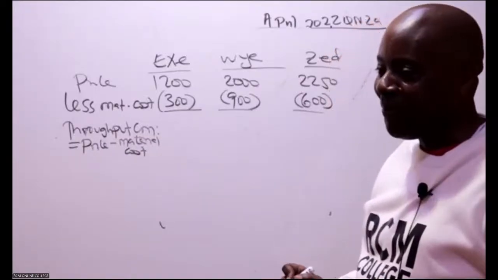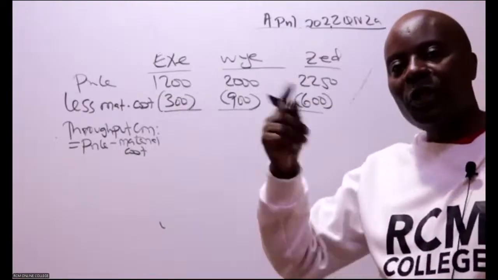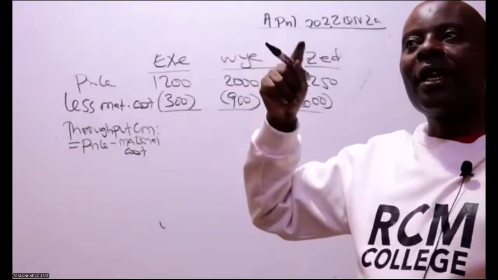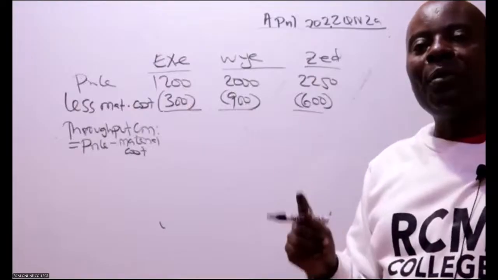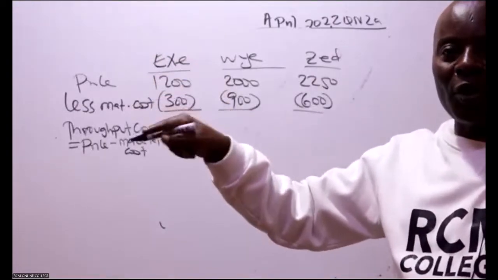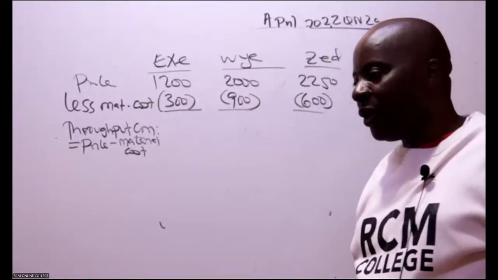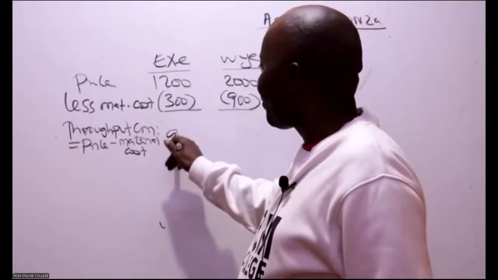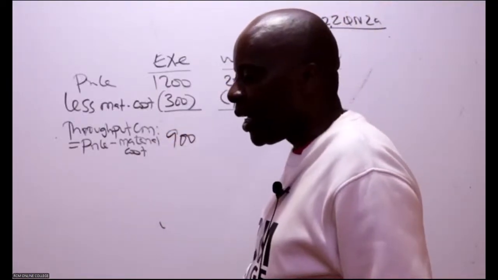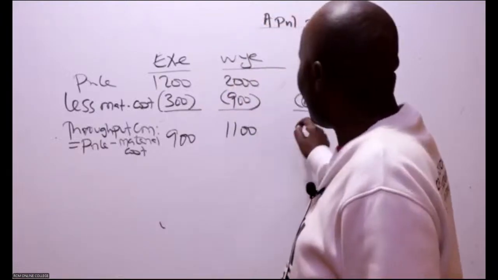We shall overcome. Throughput: the only variable that will be able to move through the entire process as a variable cost will only be materials. The others will not be able to. So Lillian gives me 900. We have 1,100. And then in this case here, 1,650.